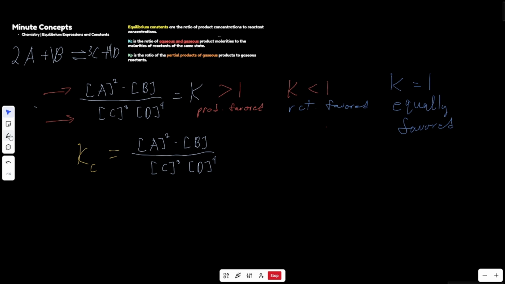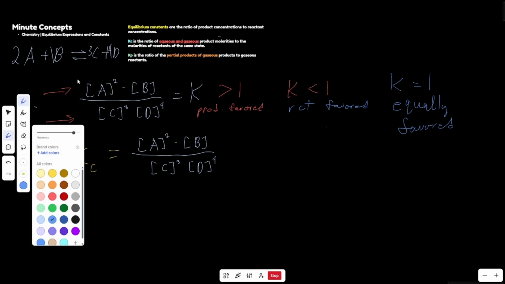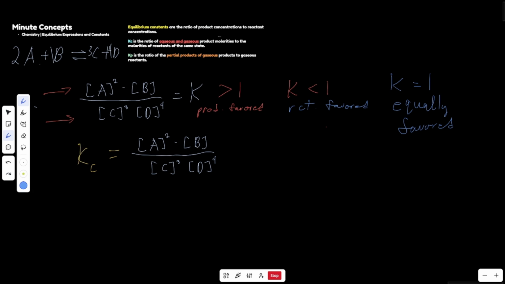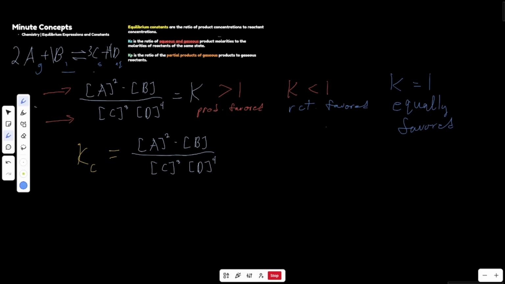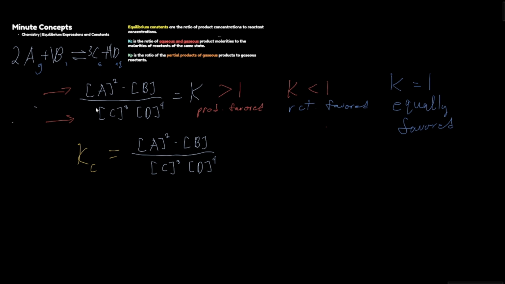Now, how about if we specify their states? Let's say that A here is a gas, B is a liquid, C is a solid, and D is aqueous. Now, when we're dealing with the equilibrium constant of concentration, we do not include liquids and solids. We also don't include solvents, but that's beside the point.